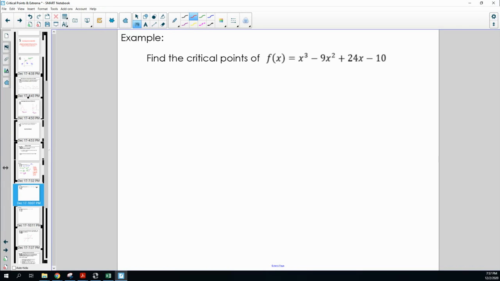Okay, let's look at another example here. Find the critical points of this. So again, find your derivative. So f prime of x is equal to 3x squared minus 18x plus 24. Since this is a polynomial, there is no point where the derivative would not exist. So we only have to check where this is equal to 0. So 3x squared minus 18x plus 24 equals 0. Okay, so sometimes there'll be points where the derivative doesn't exist, but if there's not one, don't worry about it.